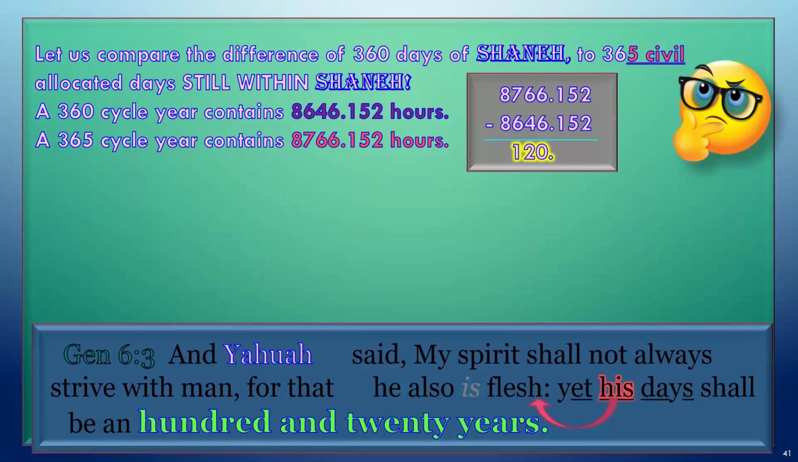Let's read that verse spoken to, or the words that were spoken to Noah, recorded in Genesis 6, verse 3. And Yahuwah said, My spirit shall not always strive with man, for that he also is flesh. Yet, whose days? His days. Context is man. His days shall be 120 years. Is that quantity or is that format?